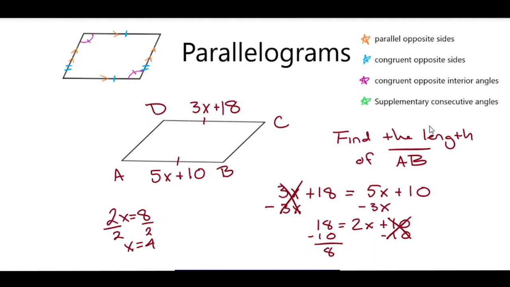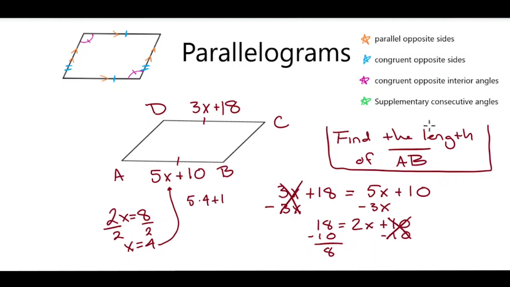But that doesn't answer the question, does it? I need to find the length of AB. Well, AB is 5x plus 10, and I'll just replace that x with a 4, so it becomes 5 times 4 plus 10. Well, 5 times 4 is 20, plus 10, and that's 30. So the length of AB is 30.